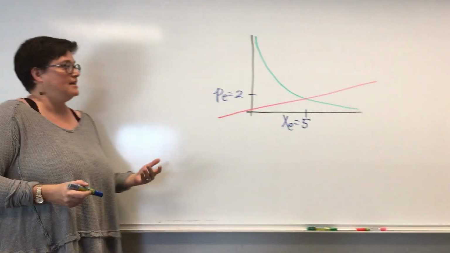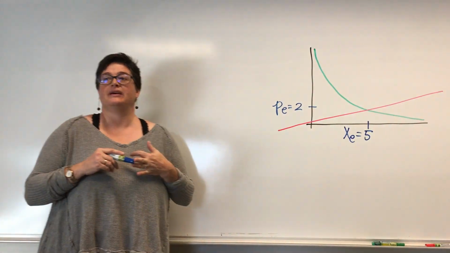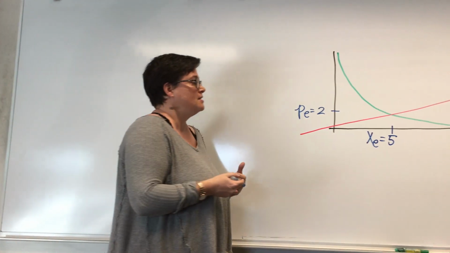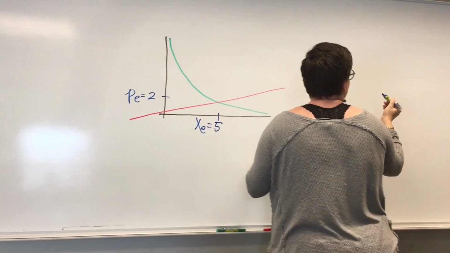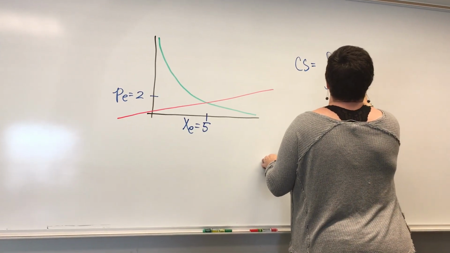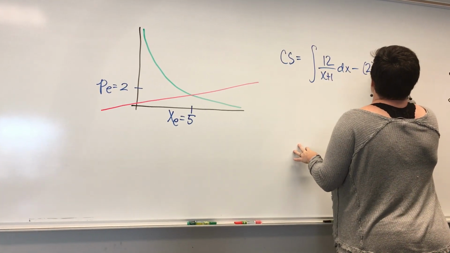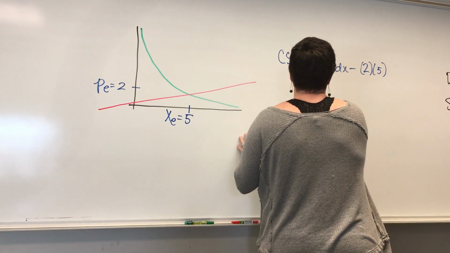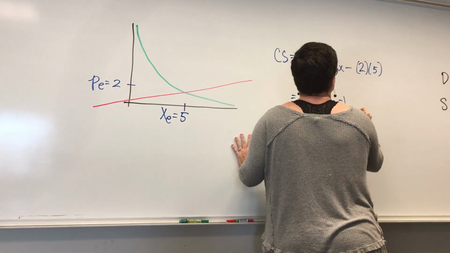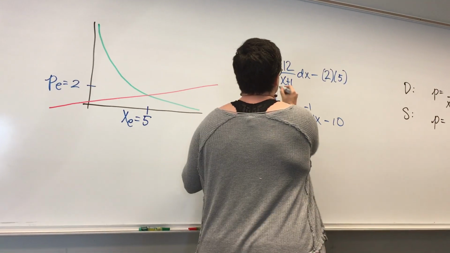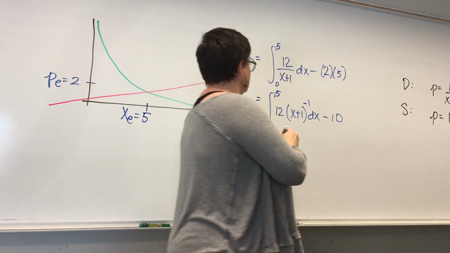So now I have everything I need, right? I have my demand function, I have p sub e, and I have x sub e, and those are the 3 things I need to find consumer surplus. So here we go. Consumer surplus is the integral of demand, 12 over x plus 1, with respect to x minus p sub e times x sub e, so 2 times 5. Well, when I make this pretty, what integral are we finding? Oh, and I should be going from 0 to 5 on this, right? Because it's a definite integral.